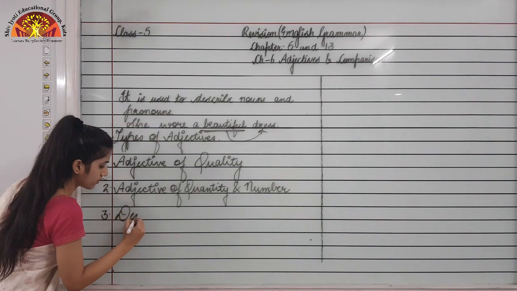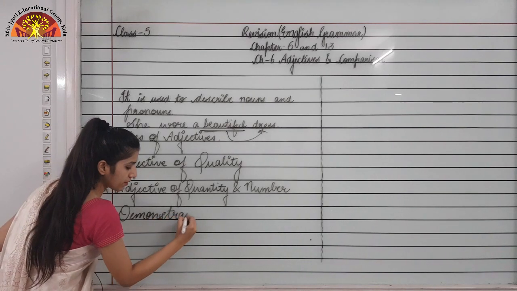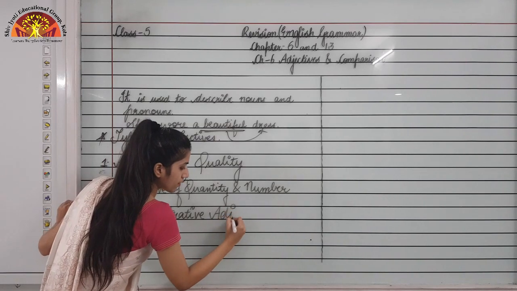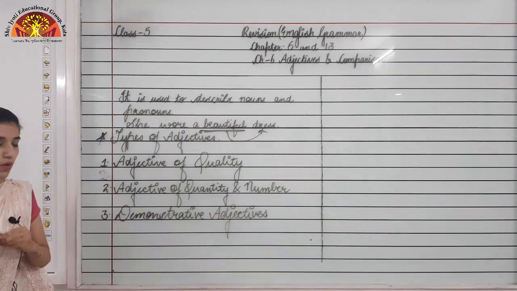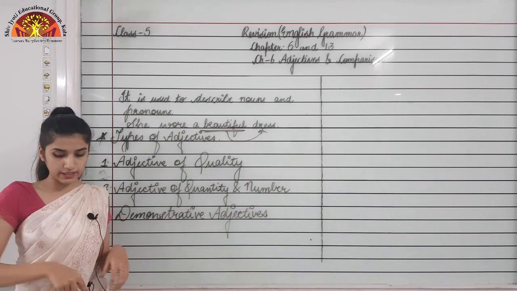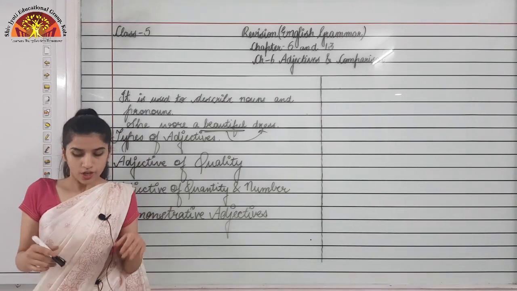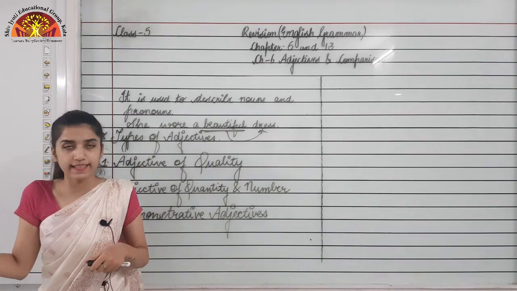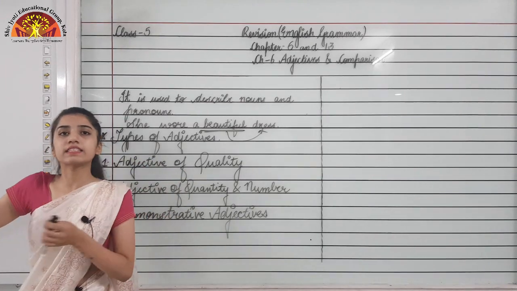Now moving to the third type of adjective, that is demonstrative adjectives. Demonstrative adjectives are used to point out something. You can find it on page number 25 of your book, the last topic on that page. Demonstrative adjectives are used to point out specific things, and the demonstrative adjectives we will use are this, that, these, those.